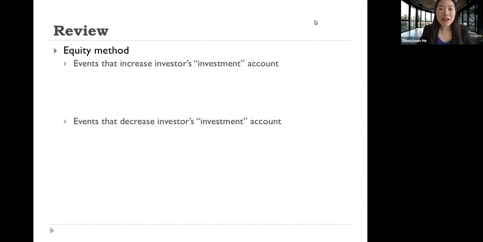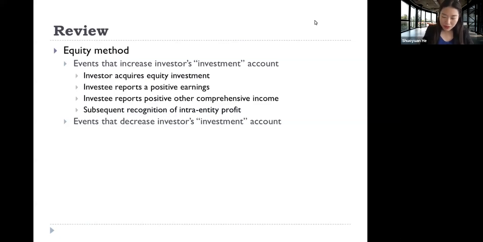So what kind of event would increase an investor's investment account? There are 4 kinds of events that will result in an increase in investor's investment account. When investor acquires equity investment, the journal entry is to debit investment, credit cash.